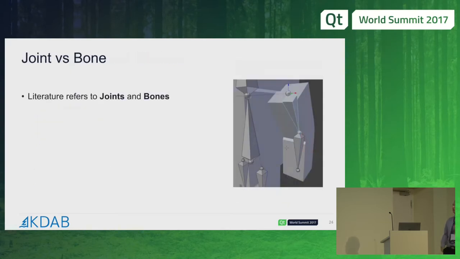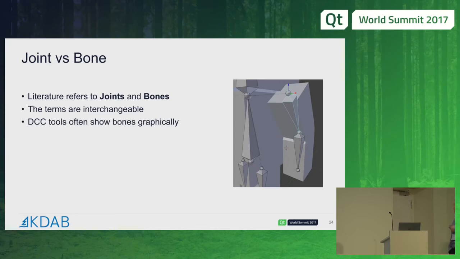Now, in the literature, you'll find they often refer to joints and they refer to bones. They're actually the same thing. However, content creation tools often show bones as you would expect to see them, as an octahedral shape like this, but technically joint is the more correct term.